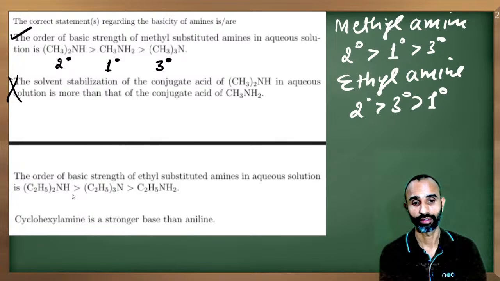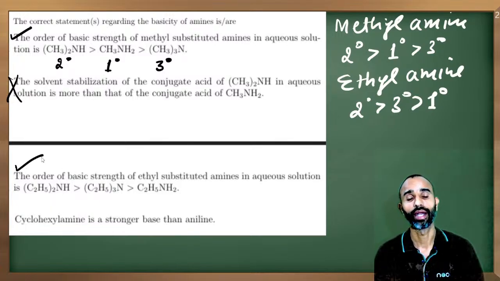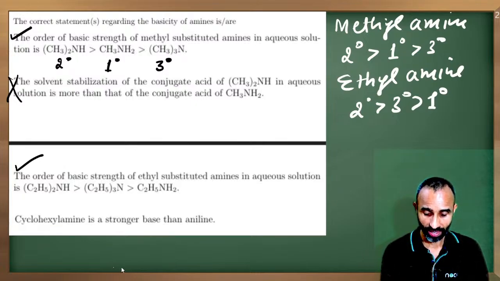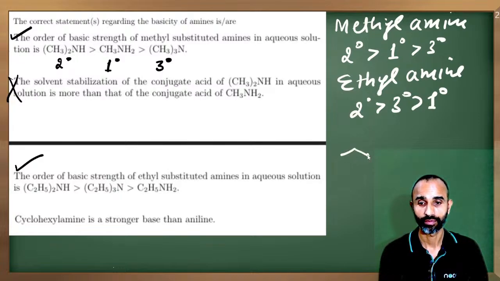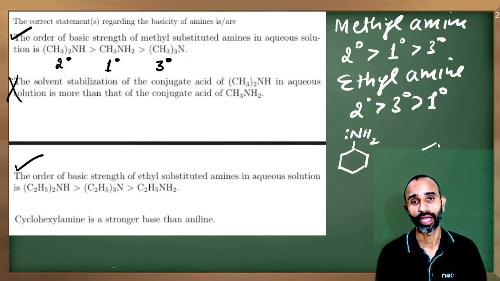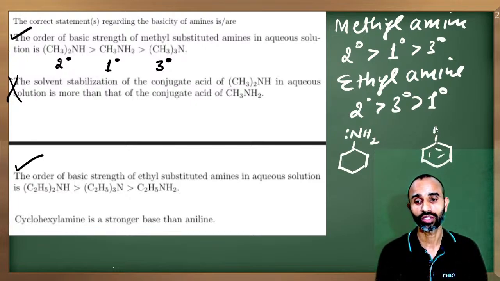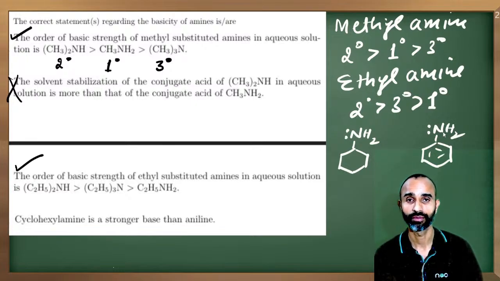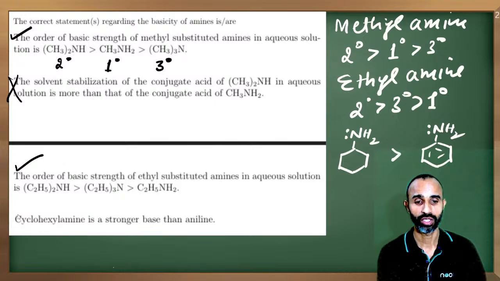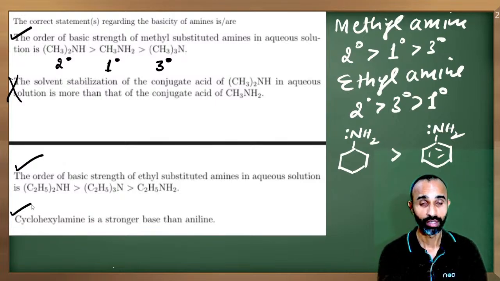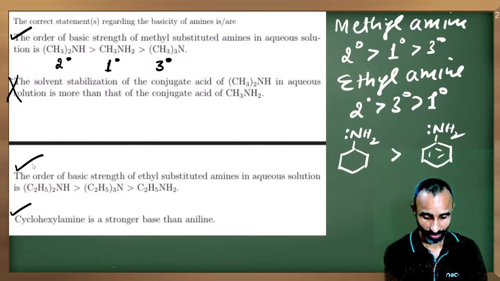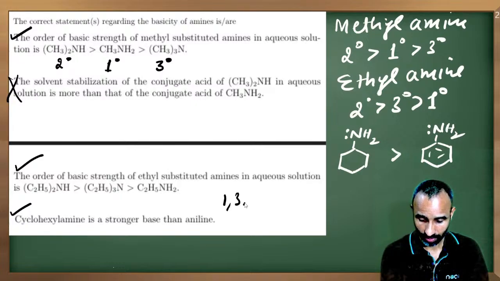Now third one, again it is secondary, tertiary and primary. That's right. Okay, out of cyclohexylamine and aniline, which one is stronger base? In cyclohexylamine, nitrogen lone pair is intact and ready for donation, but in case of aniline, lone pair is less available on nitrogen because it is involved in resonance, and that's why cyclohexylamine is stronger base. So statements 1, 3 and 4 are correct.